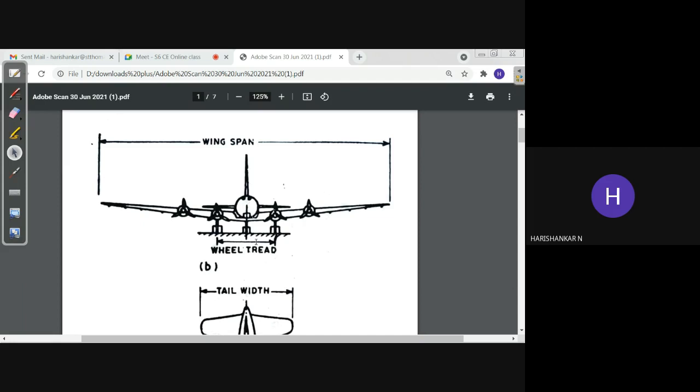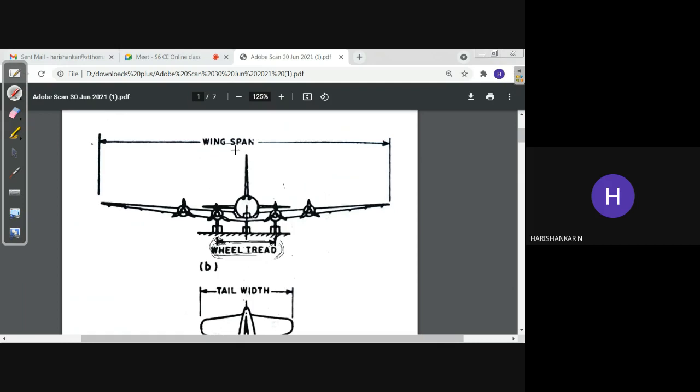And what about the wheel span or wheel tread? It is the center to center distance between the outermost wheels of the aeroplane. Okay, so it can be marked like this. It is important that all the dimensions you have to study by its technical term only. You can simply refer to it as the distance between the wheels, but the technical term is the wheel tread. So it should be written in that way only. You have to study all these technical terms.